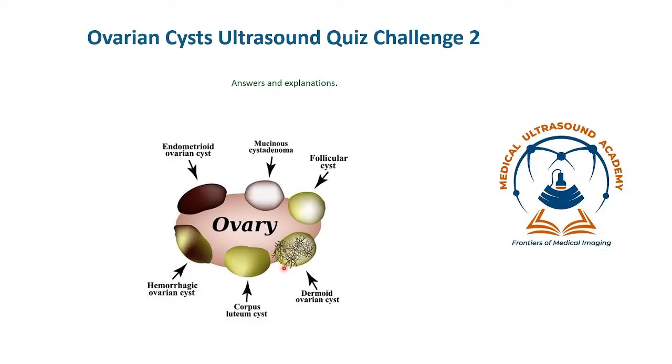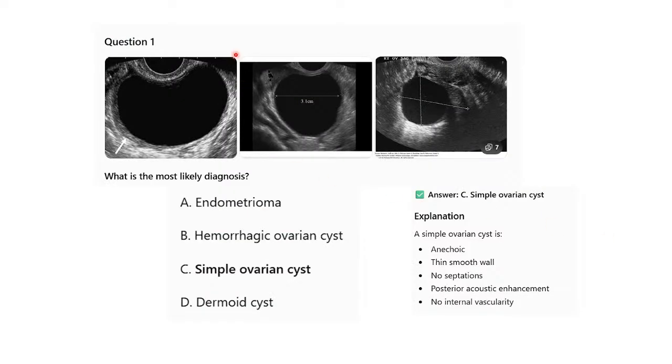So let's just have this interactive quiz. Here are the answers and explanations to the ovarian cyst ultrasound quiz challenge 2. So let's start with question 1. What is the diagnosis? We had this type of cyst there, which is anechoic. What is the most likely diagnosis?